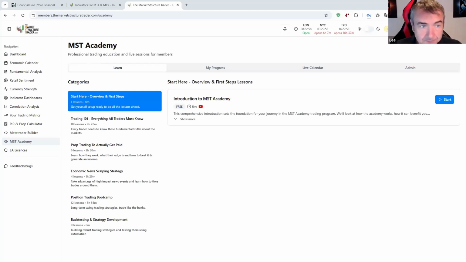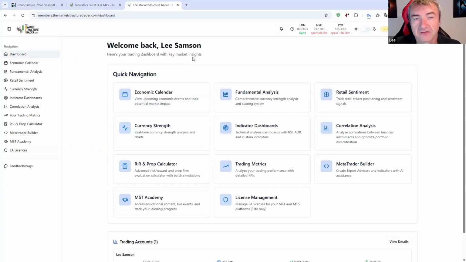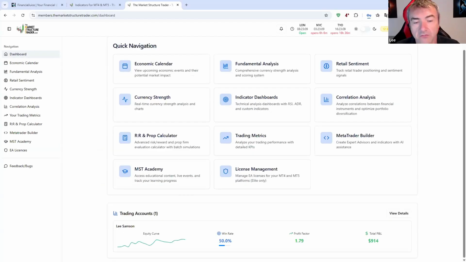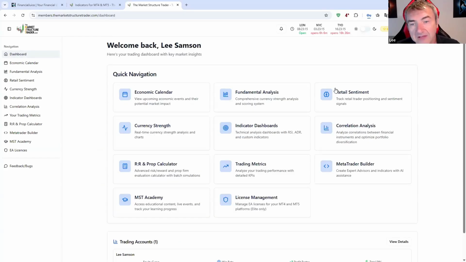So this is the dashboard. If we start off here, this is where you basically access the main dash, if you like. You've got your trading accounts down here. All of your trading accounts will appear at the bottom, anything that you're tracking from MT4 and MT5. And you can quickly access all the main sections of the site from here.